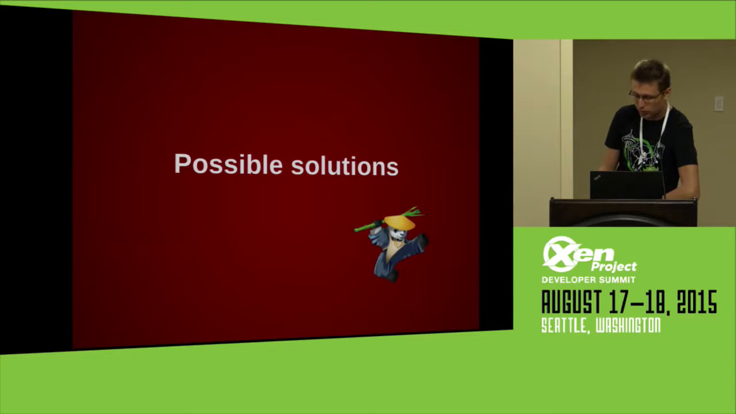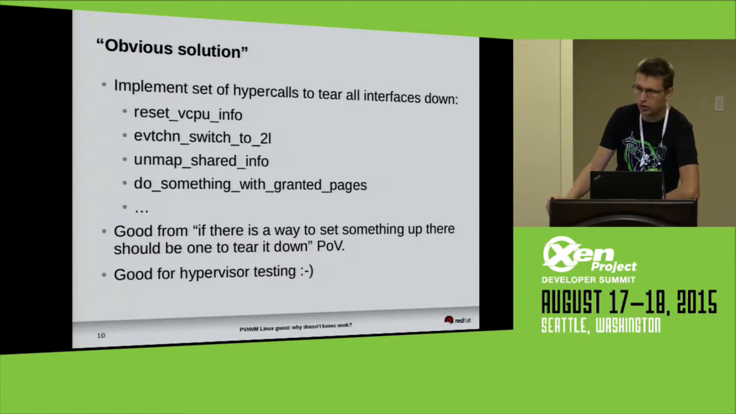So how can we solve all these issues? Well, I actually started working on this like a year ago, and my first idea was to do the obvious thing. If there is an interface and there is a hypercall to set something up, let's introduce a hypercall to tear things down and return to the original state. So we'll reset vCPU info. We'll do something with event channels, mainly switch to the original two-level ABI.